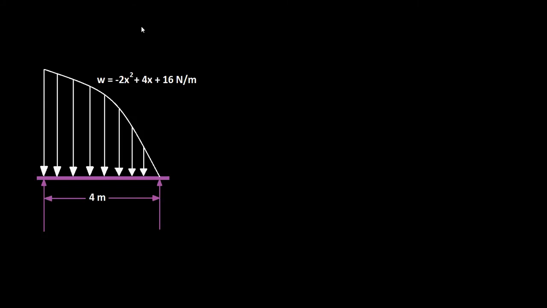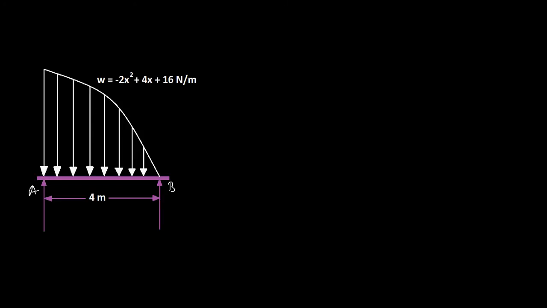Here is another problem on a force system where the force is described by an equation. So you have your two supports, A and B, and your force is given by W equals minus 2x squared plus 4x plus 16 Newton per meter. So the total load will be the area under this curve, and that load will be acting at the centroid of this area.